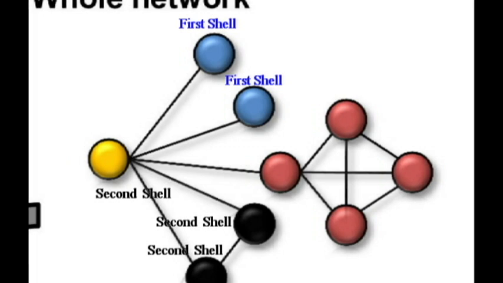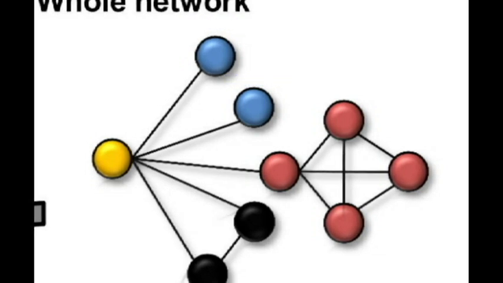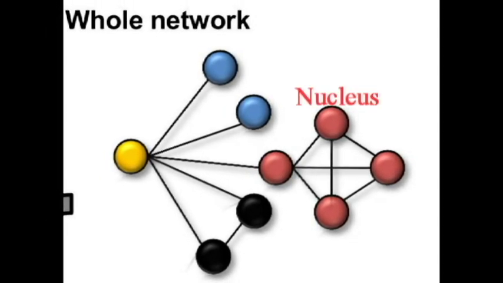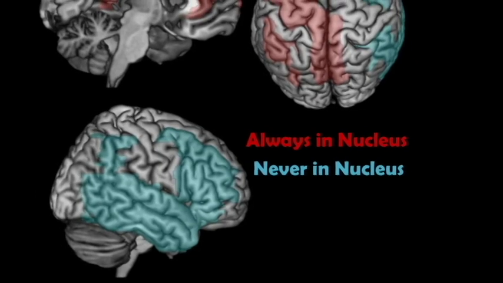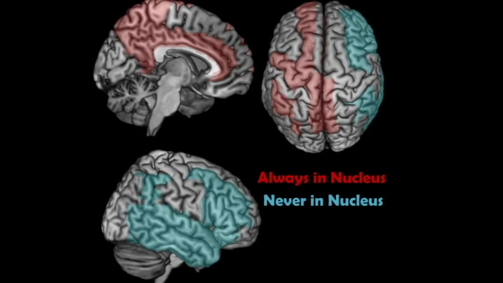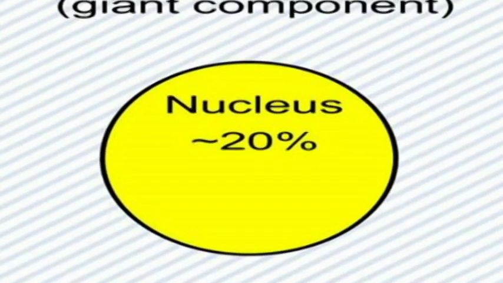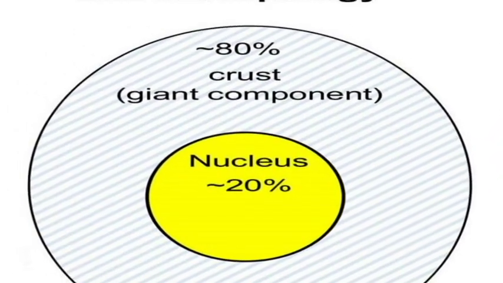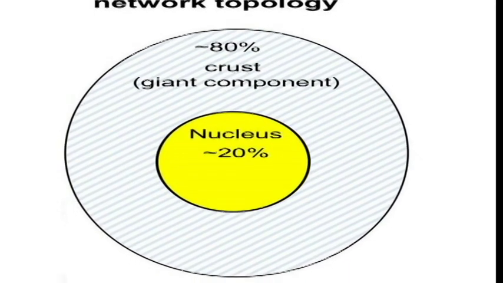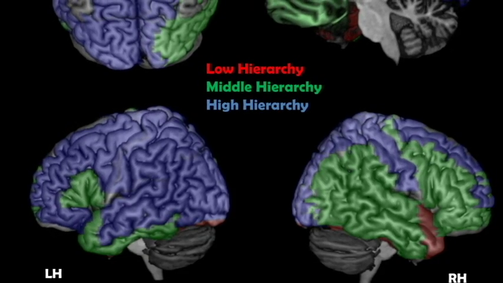So our network topology has a lot of shells of connectivity, and in the end, we can see the most connected neighborhood. This neighborhood we call the nucleus of the network. When we applied k-shell decomposition on our cortical networks, we saw that 20% of the nodes are in the nucleus. The rest, 80% of the nodes, were in the different connectivity shells and actually connected together and formed a giant component.